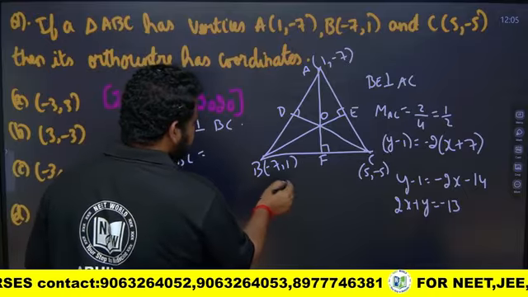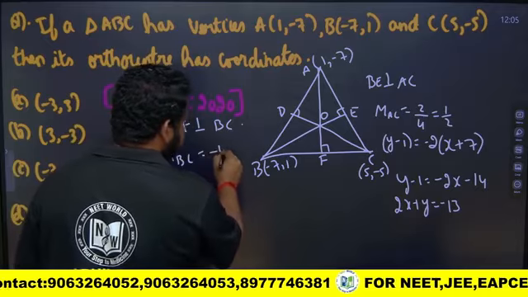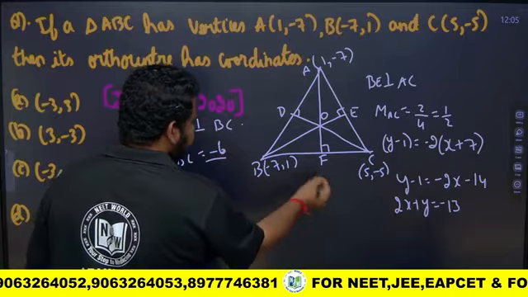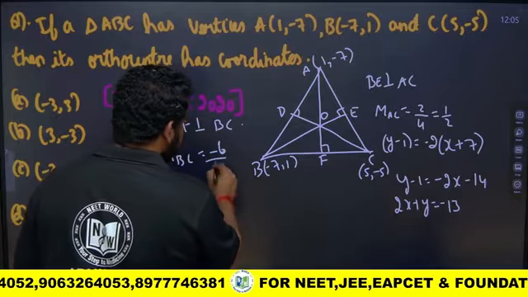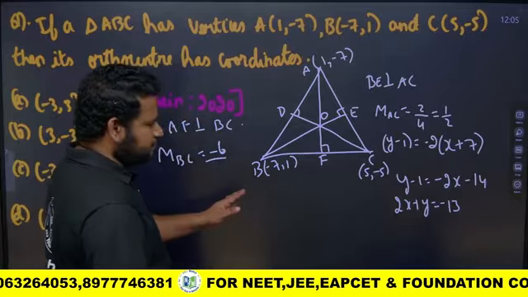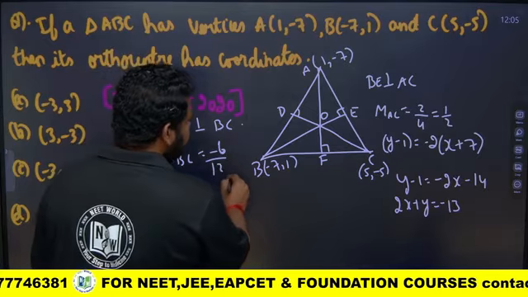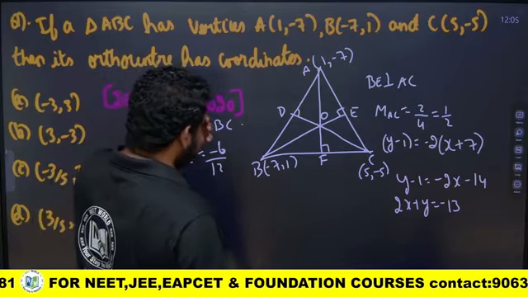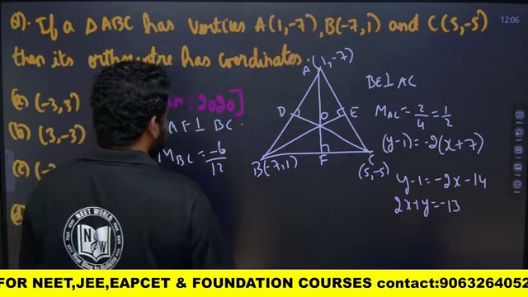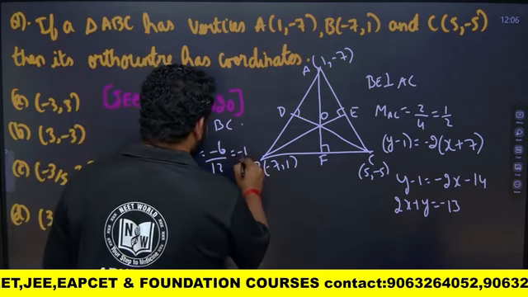y2 minus y1: minus 5 minus 1 is minus 6. And x2 minus x1: 5 minus of minus 7 will become 12. So this will become equal to minus 1 by 2.